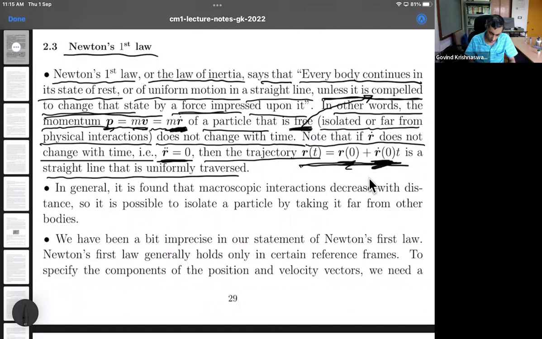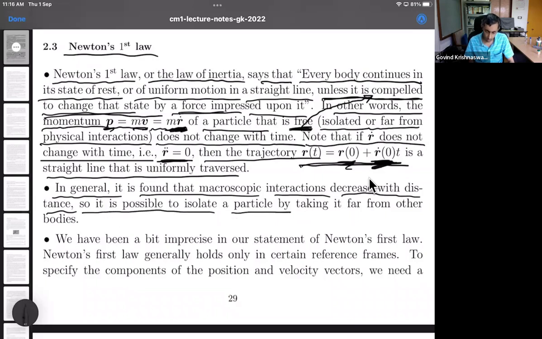So a remark about free particles, perhaps. In general, it is found that macroscopic interactions, by which I mean, say, gravitational interactions, the force of the Earth on other objects, or the force of the sun on other objects, other masses, decrease with distance. This is also true about electric interactions. They also decrease with distance. So also magnetic interactions. So it is possible to isolate a particle by taking it far from other bodies.